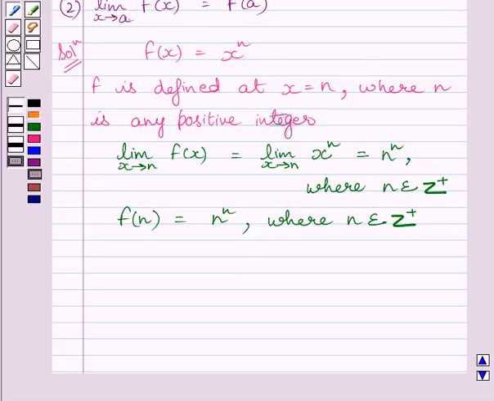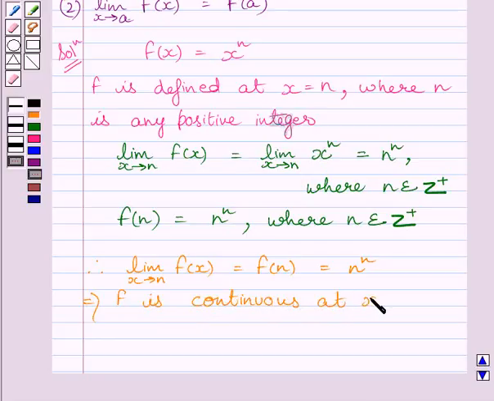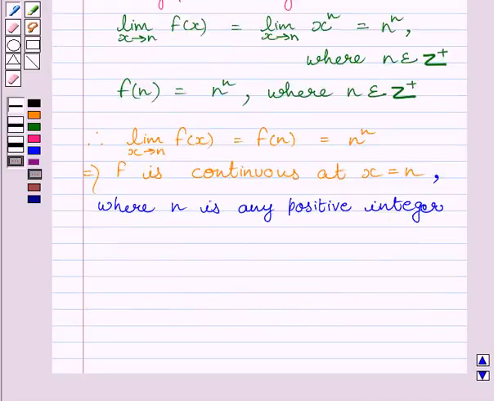Now clearly we can see limit of the function is equal to value of the function at x is equal to a. So we can write limit of x tending to n f(x) is equal to f(n) is equal to n raised to the power n. This implies function f is continuous at x is equal to n. So here we have proof that function f is continuous at x is equal to n, where n is any positive integer. This is our required answer.